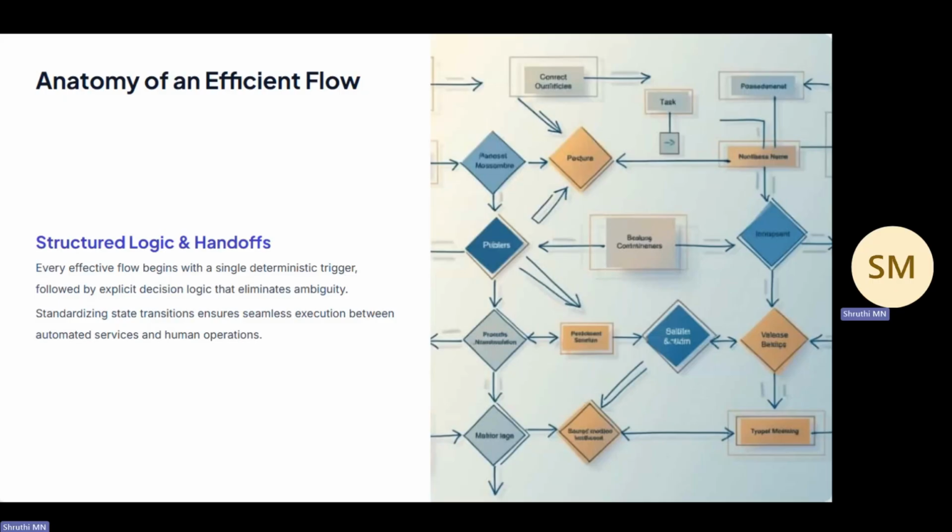Another important concept here is the state transition. State transitions help us move smoothly from one stage of a process to another, whether the next step is handled by an automated service or a human. The key idea is simple. A good flow should reduce ambiguity and clearly define what happens at every stage.